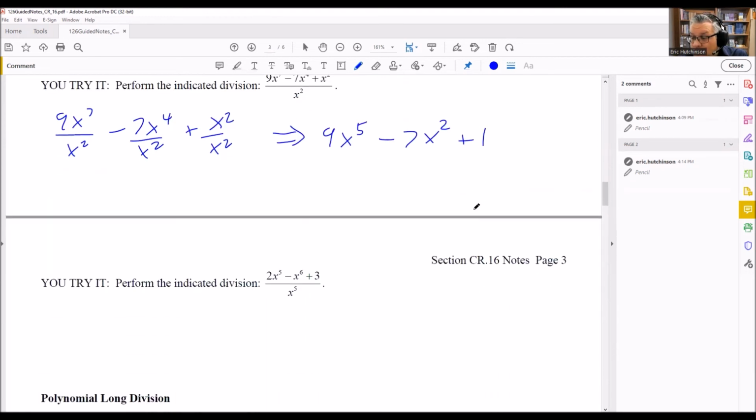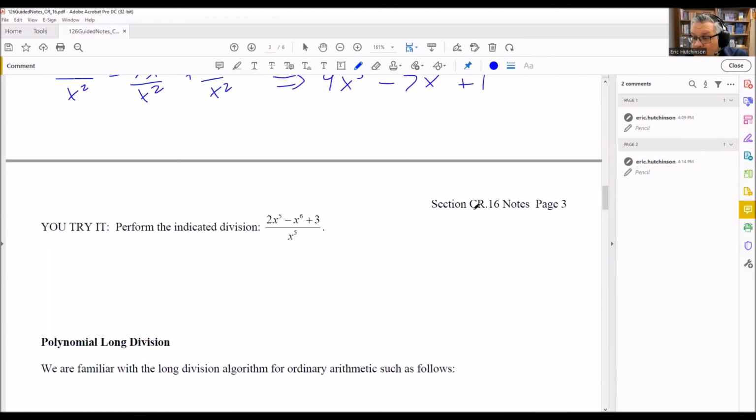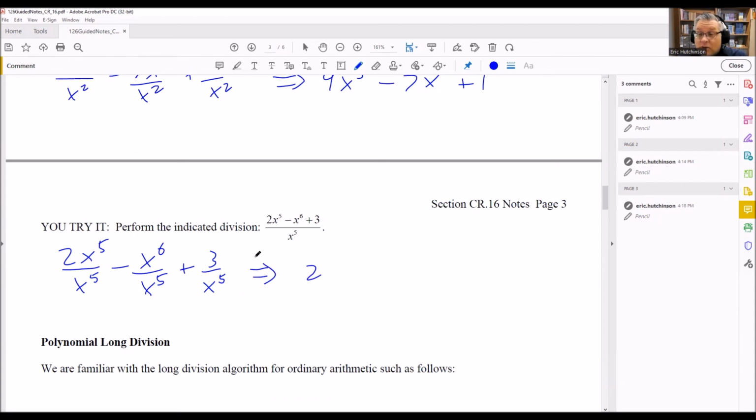We'll do one more here. Everything on top will be divided by x to the fifth. 2x to the fifth divided by x to the fifth minus x to the sixth over x to the fifth plus 3 over x to the fifth. Now the first one, the x to the fifths are just going to cancel out altogether. So you're just going to get a 2 there.